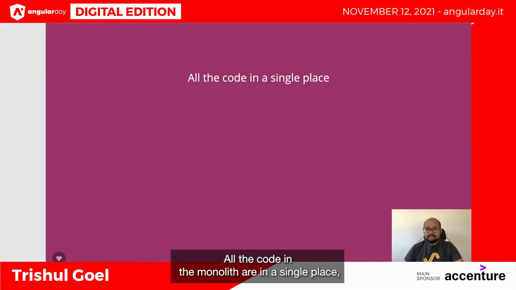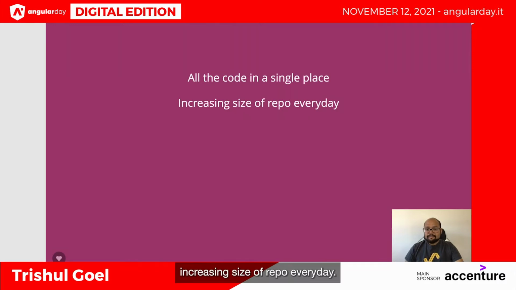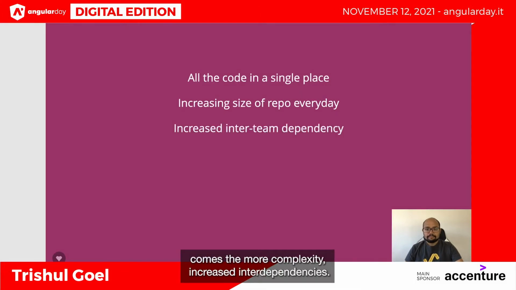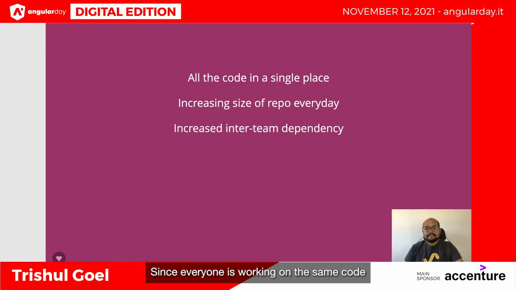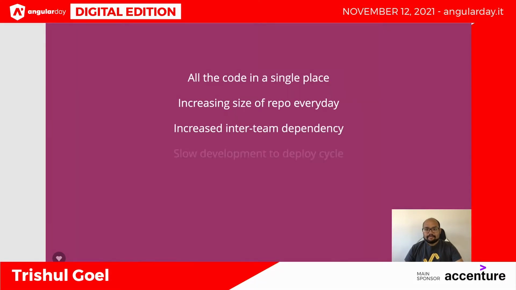All the code in the monolith is in a single place. Increasing size of repo every day. With each feature, we add more code. With more code comes more complexity. Increased inter-team dependency. Since everyone is working on the same code base, all the teams are interconnected and interdependent. One change will be causing effects to every team.